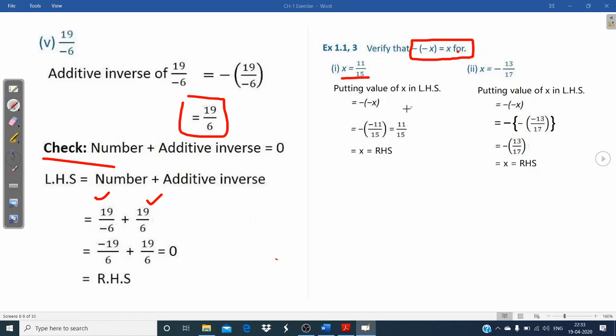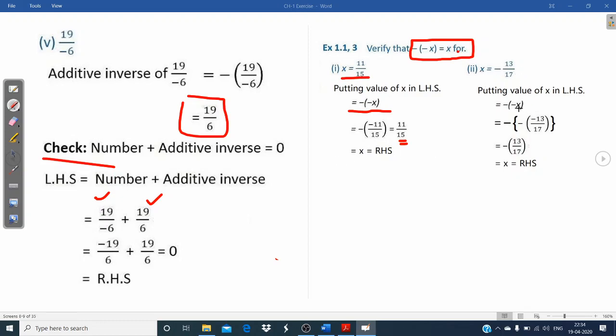Now we are considering LHS. LHS is given as minus of minus x, and you have to show this is equal to x. This minus sign will be as it is. You can see here, students, this minus sign is as it is. The next minus sign, after the bracket, is also as it is. Now here you have to put the value of x. What is the value of x? 11 by 15. So I have put the value 11 by 15. Now later this minus minus will become plus. So the final answer will be 11 upon 15. And this 11 upon 15 was x only. So it will be equal to x. So LHS is equal to RHS.